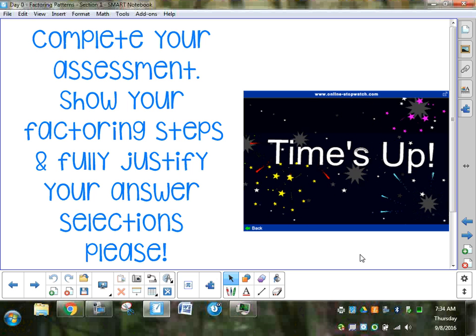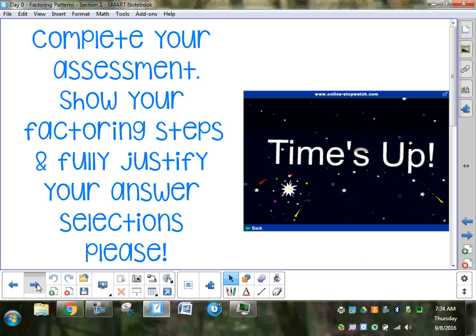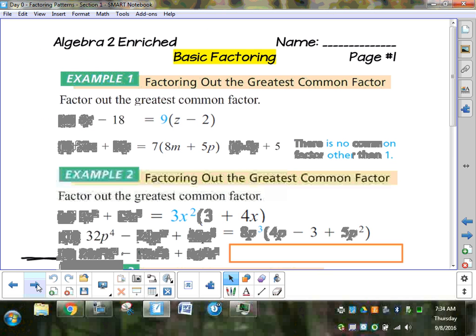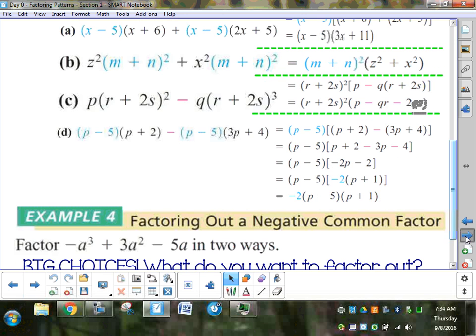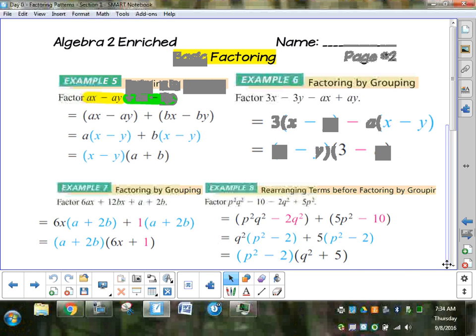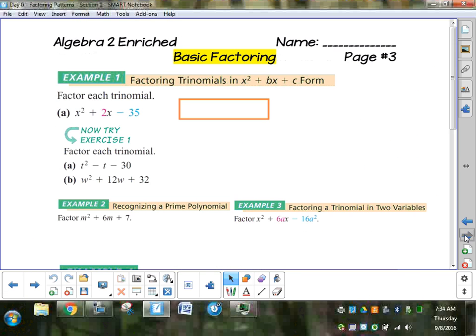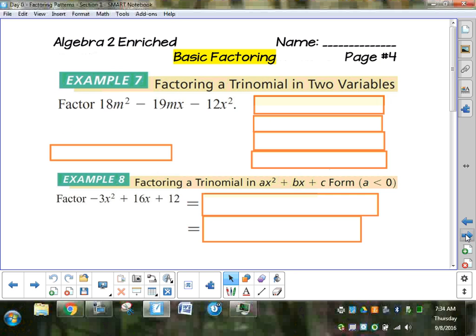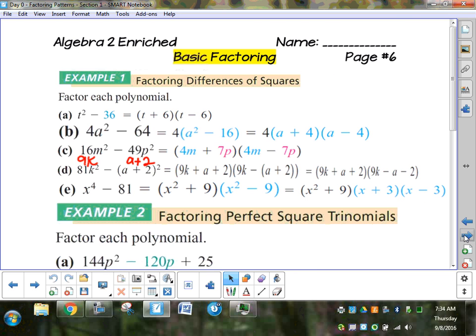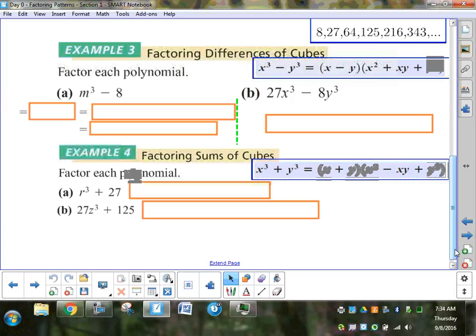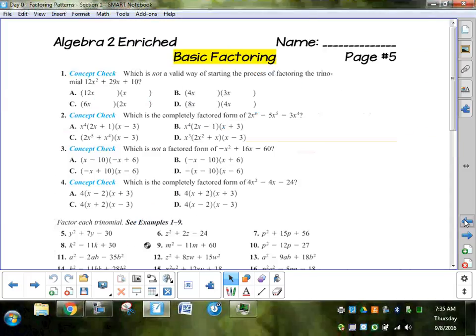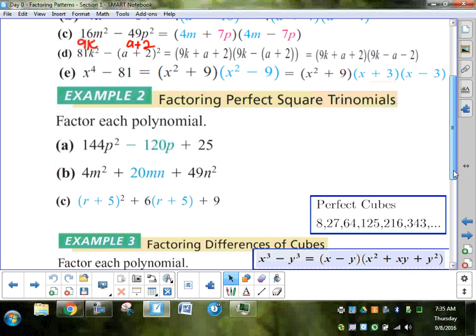But have out your note packets to where we left off the other day. So far, we covered all of greatest common factors, double GCFs by grouping. We got all of the sum and difference of perfect squares done. We didn't get perfect cubes done yet. Maybe we can. Let's do this. We'll get this one down now.